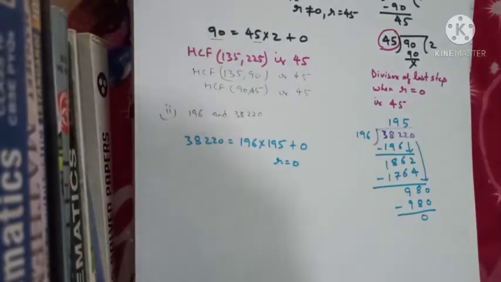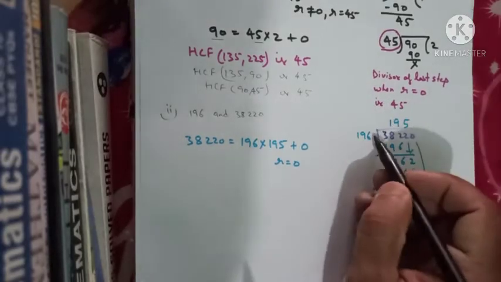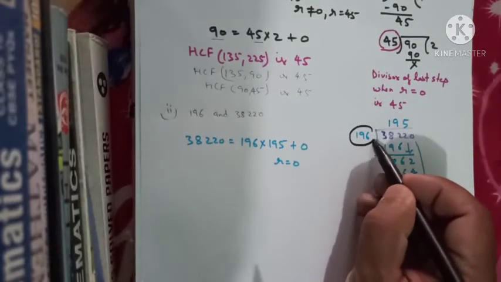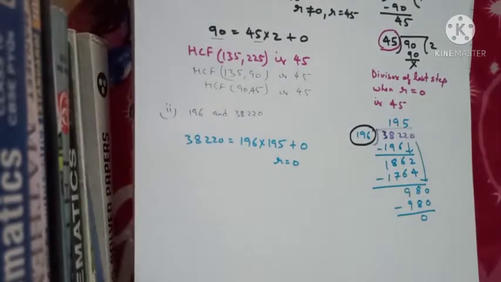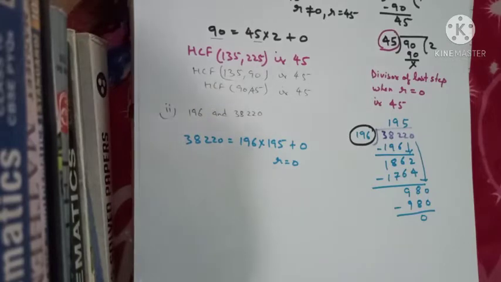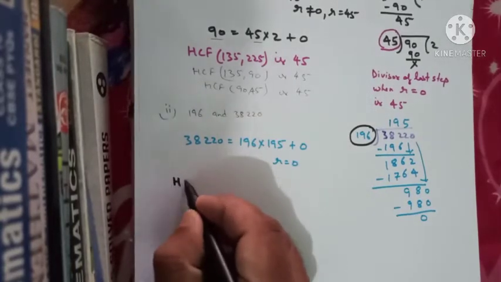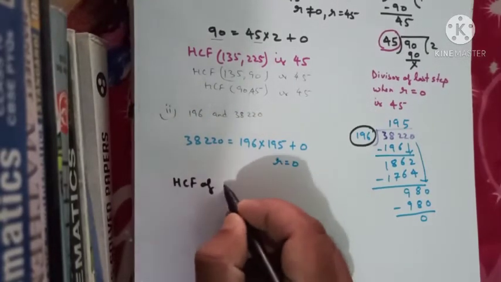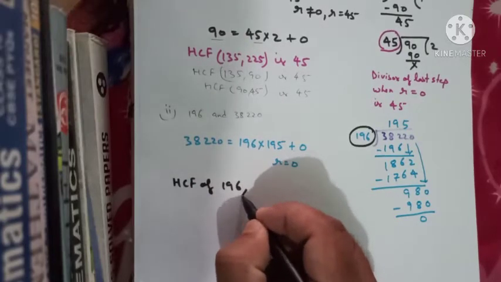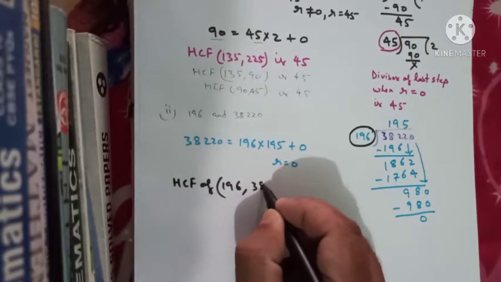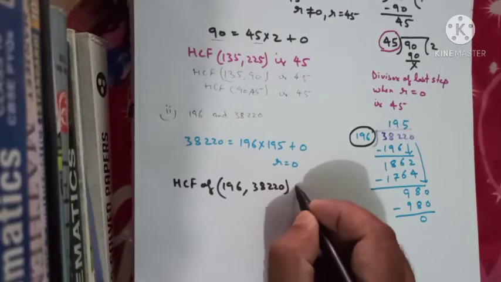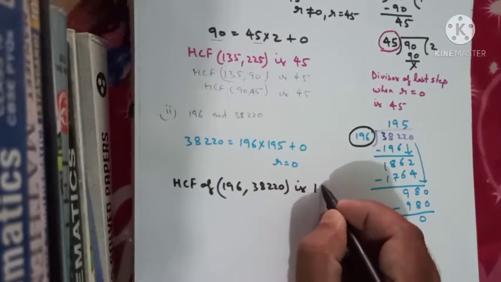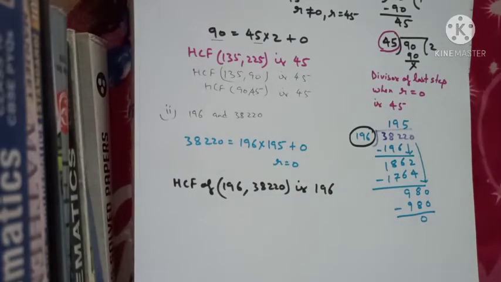So I told you, the divisor of the last step, here the first step is the last step where the remainder is equal to 0, will be the HCF. So we can write here that the HCF of 196 and 38220 is 196. Hope this is clear.